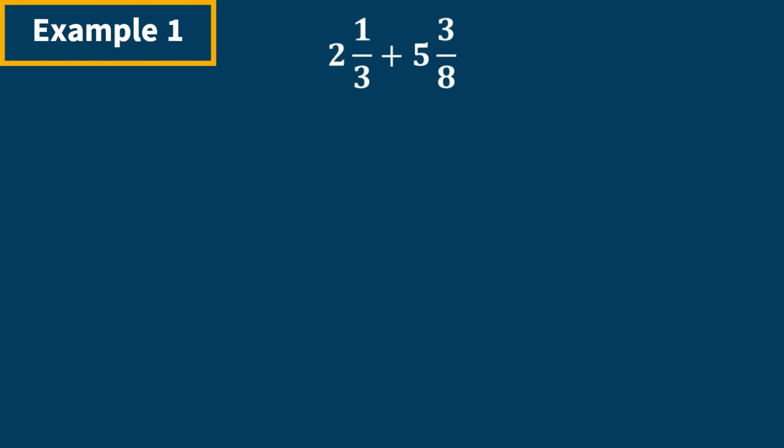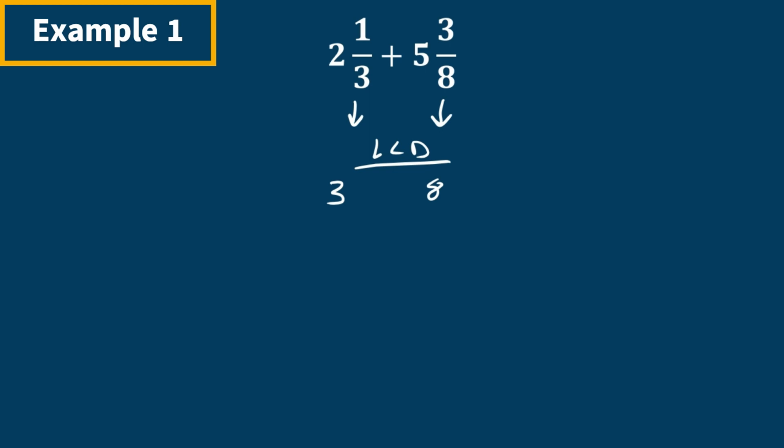Example number 1, we have 2 1/3 plus 5 3/8. Whenever we're adding mixed numbers, or basically whenever we're going to be adding fractions together, what we need is for these fractions to have the same exact denominator. The way we do that is by finding the LCD between those numbers. I'll show how we find the LCD for the first example, but the other examples I will skip it.